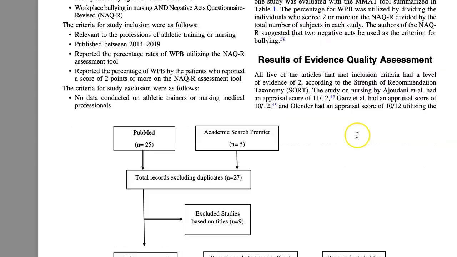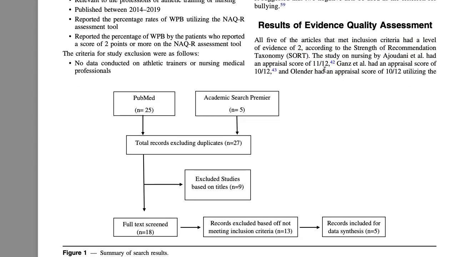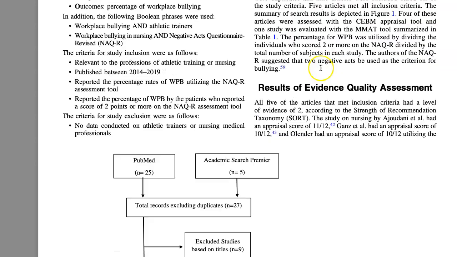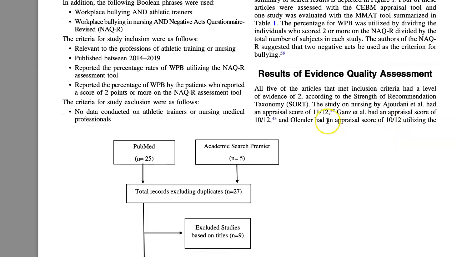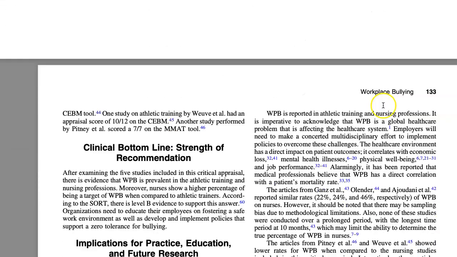Then you're going to go down to the results of your evidence quality assessment. Here, you'll provide a summary of what happens. So all 5 of the articles that met inclusion criteria had a level of evidence 2, according to the Sort. Okay, so you don't need to do this part here. So the study by such and such had an appraisal score of 11 of 12. So the Gantz had a score of 10 of 12, all those score ratings. Okay, got to get to the next page.